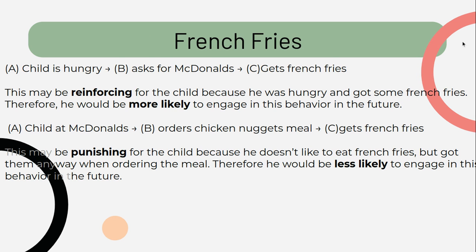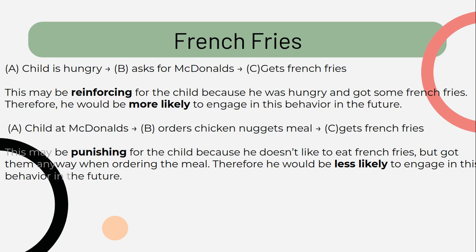All right, our last example is with French fries. So for the first one, let's say that you have a child who is hungry, and the behavior that they engage in is asking for McDonald's. And the consequence is that they get McDonald's French fries. This would be reinforcing for them because they were hungry and they got some French fries, and that satisfied that hunger, and therefore in the future, they'd be more likely to ask for McDonald's.